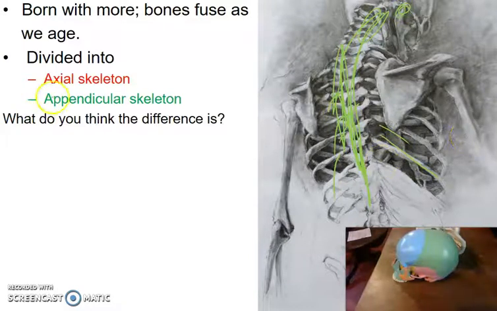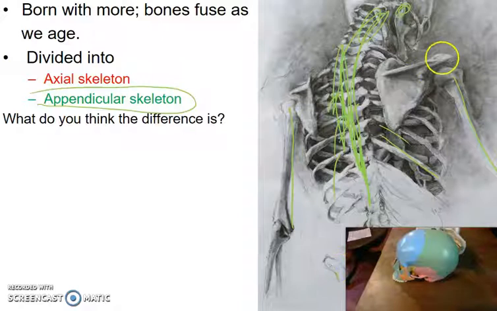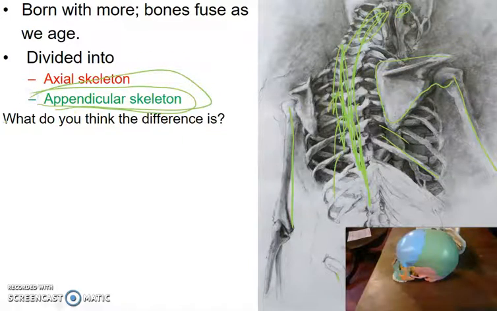Your appendages are added on. So the appendicular skeleton would be your limb bones, so your arms, your legs, and actually your scapula is considered part of the appendicular skeleton. Your hip bones, right there, are considered part of your appendicular skeleton as well. On the test, I'm going to ask you, which of the following bones is part of the axial skeleton, which is part of the appendicular skeleton, and which is not part of the appendicular or axial skeleton.